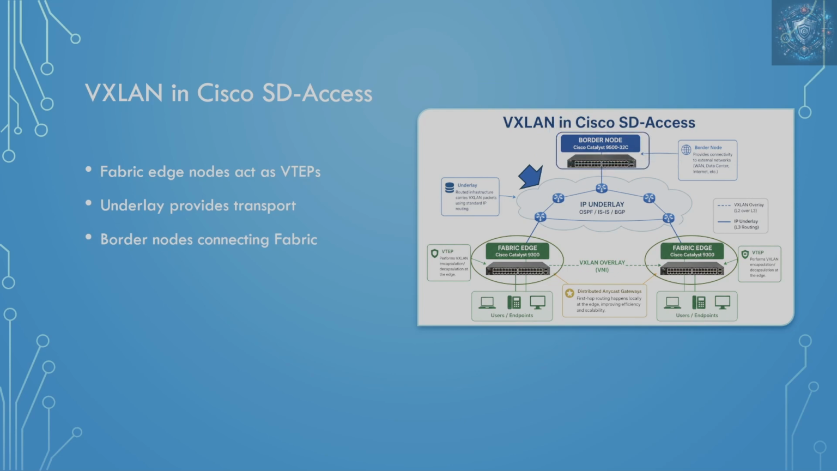Then we have our border nodes. And the border nodes are the edge for the software-defined network, the SD-Access network. So don't get them confused with the fabric edge. The fabric edge is where our endpoint devices connect, but the border nodes are the edge when it comes to the SD-Access network. They're the first thing that incoming packets would see, or think of it as like the gateway for your internal network. The border node would be like the gateway for packets to route out of the network.